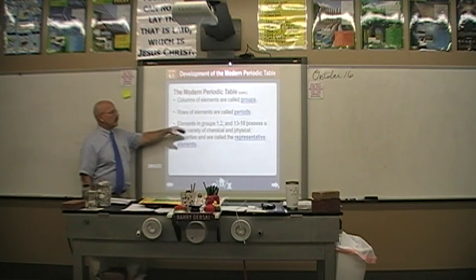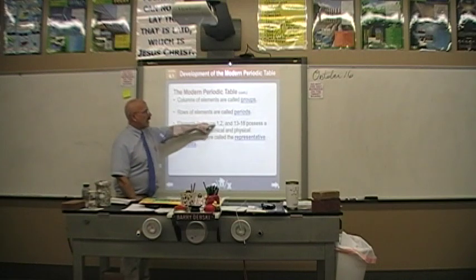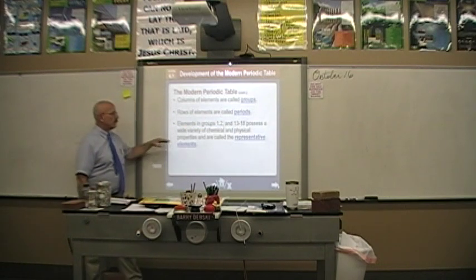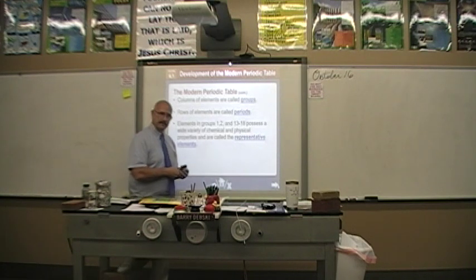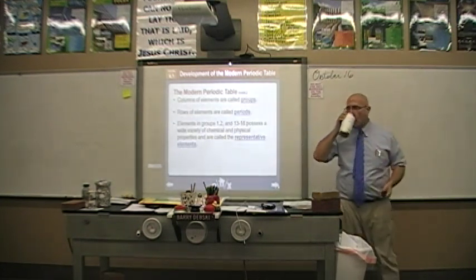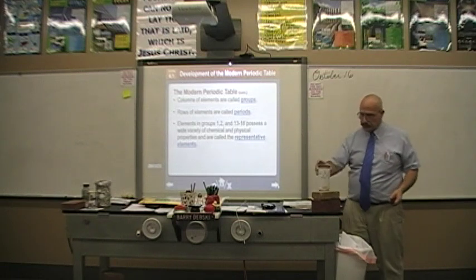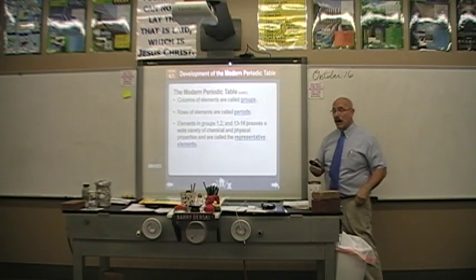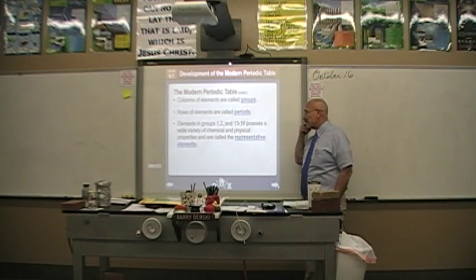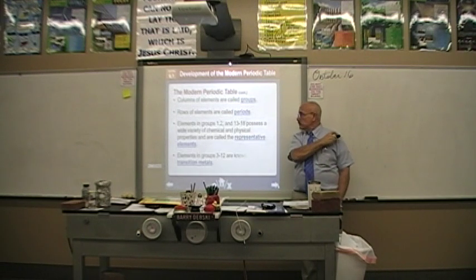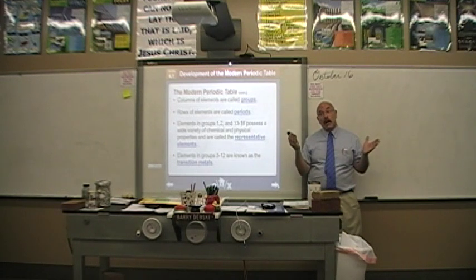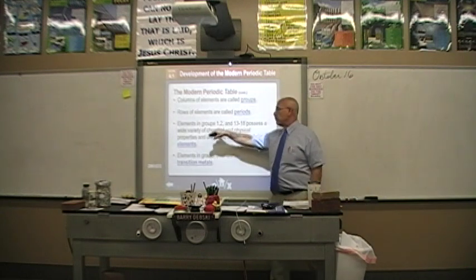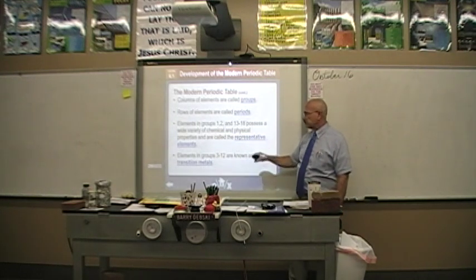Okay, groups 1, 2, and 13 through 18, your S block and your P block, are called the representative elements. They are the ones that are probably the most common elements that we deal with, as well as some of the other metals. Well, transition metals are groups 3 through 12, so that's your D block. Okay, so S and P blocks are called representative elements.